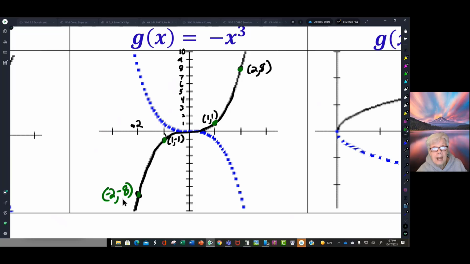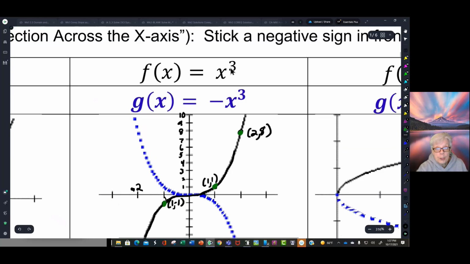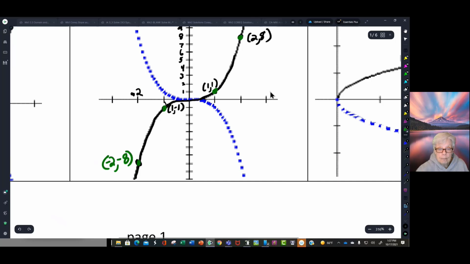Now we're going to reflect the basic graph f of x equals x to the third by putting a negative sign, which is negative 1, in front of it. Negative 1, positive 1 multiplied by negative 1 goes here because the x coordinate stays the same. Positive 8 will go down to negative 8.